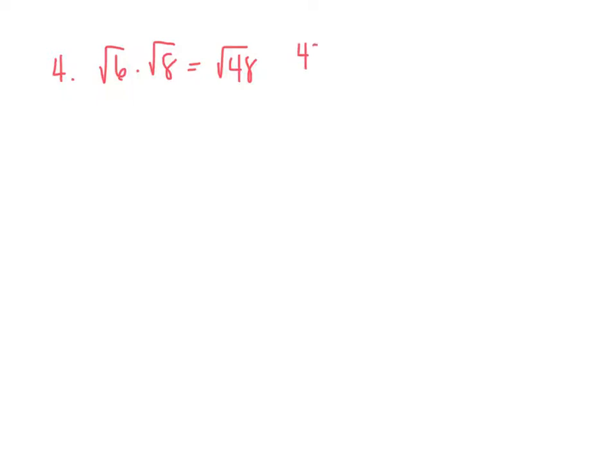So if I break down 48, that gives me 8 times 6, 2 times 2 times 2, times 2 times 3, and circle my pairs. So this gives me 4 radical 3, and that is my final answer.